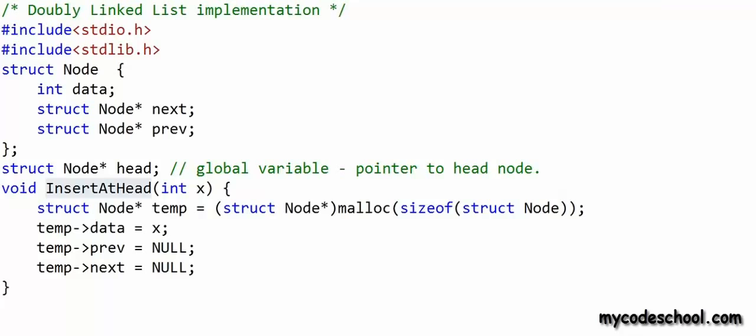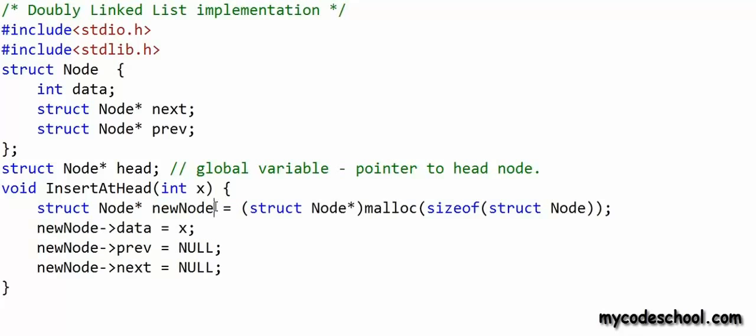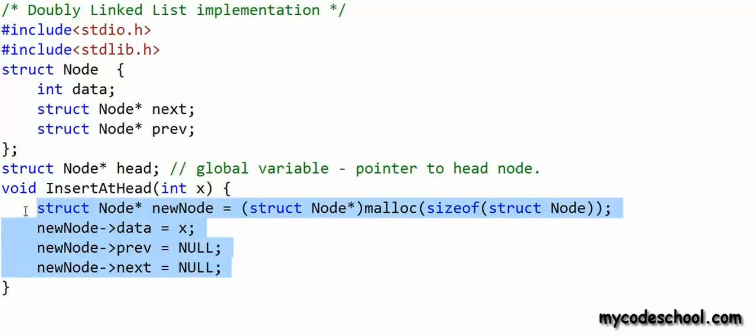Okay, so in my function insert at head, I have created a node in the heap section of memory, and I'm referencing that node using this pointer variable named temp. Temp is not a very meaningful name. Let's use a name like new node or new node pointer. I would like to separate out this logic of node creation, these lines for node creation, in a separate function.